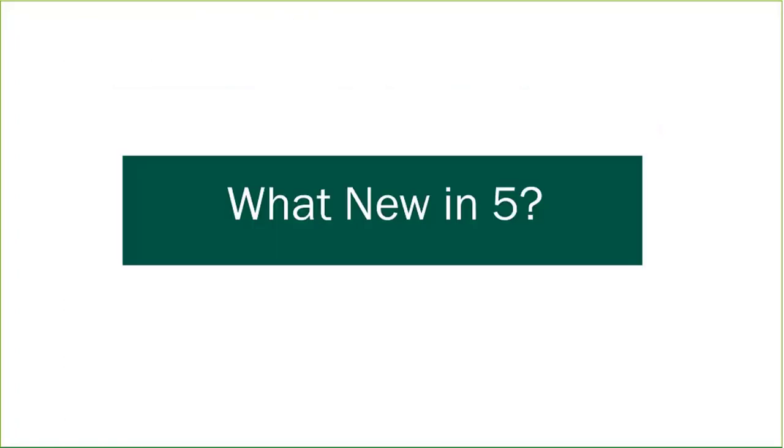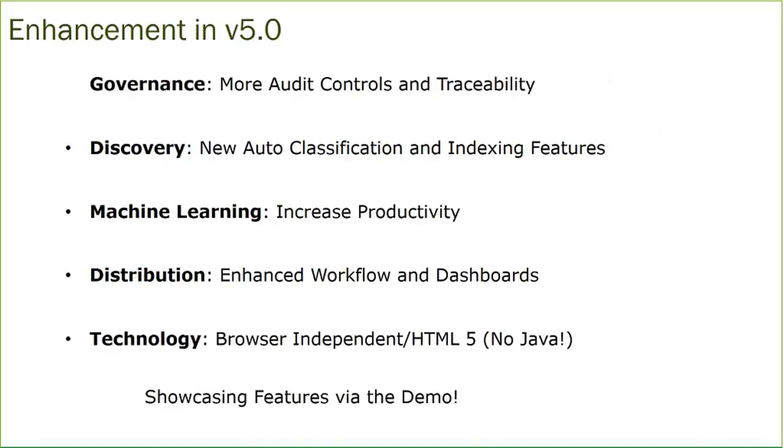So what's new in 5? Let's talk about some of the new features that we have. There are really 5 main areas of innovation that we put together in 5. Governance, a lot more audit controls and traceability, not just audit trails on documents, but other components in the system as well. Our new discovery module, which is the new auto classification and indexing features.